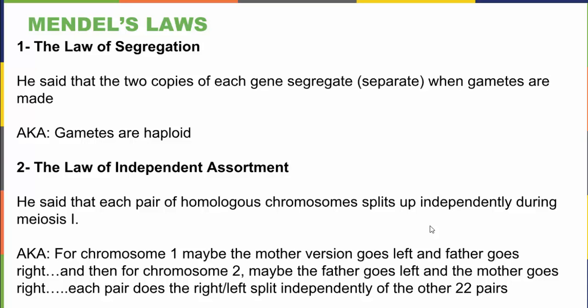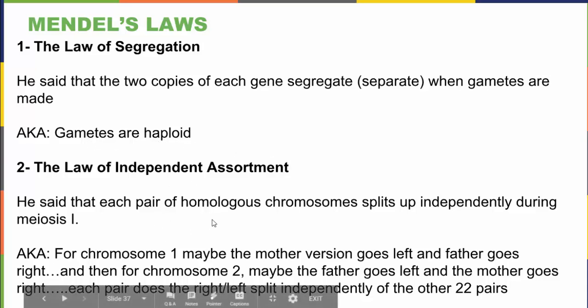If you have for hair color either the red hair color or the black hair color, you're going to make a gamete that has either red hair color or black hair color. So your red hair and your black hair recipes are going to go their separate ways when you make gametes. That's the law of segregation. It's just the idea that gametes are always haploid. They only get 1 copy of a gene.